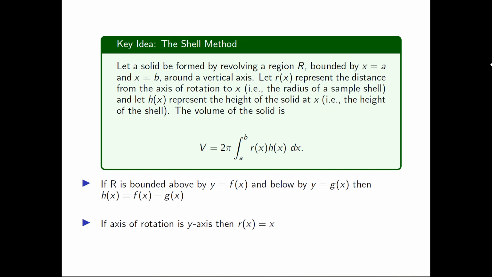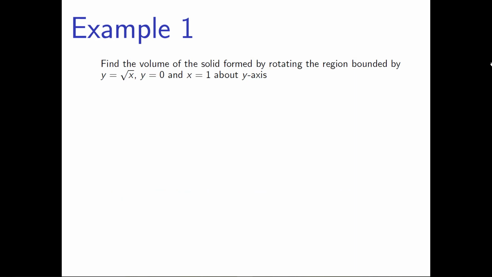Let's take a couple of examples. Here's our first example. We're going to find the volume of the solid formed by rotating the region bounded by y equals root x, y equals 0, and x equals 1 about the y-axis. Always in these cases I recommend drawing a picture. You don't need a 3D picture, a 2D picture is just fine. So let's take something like this.